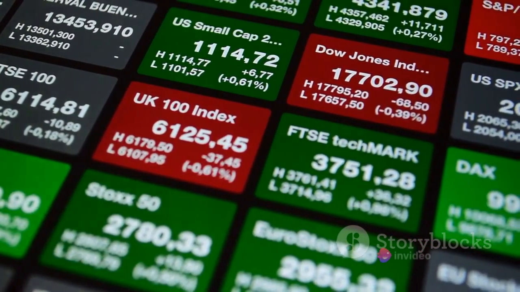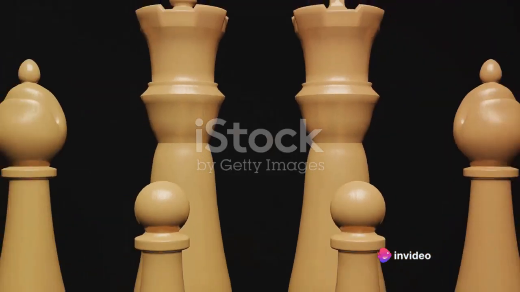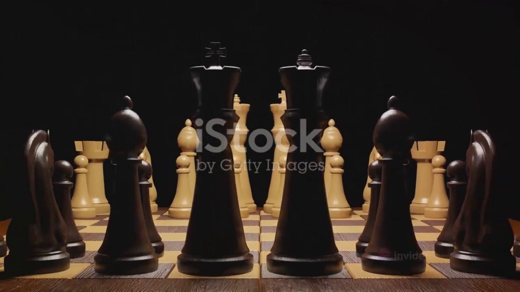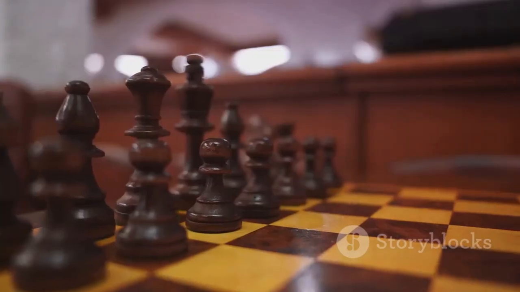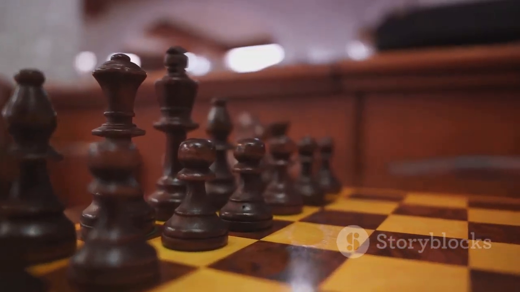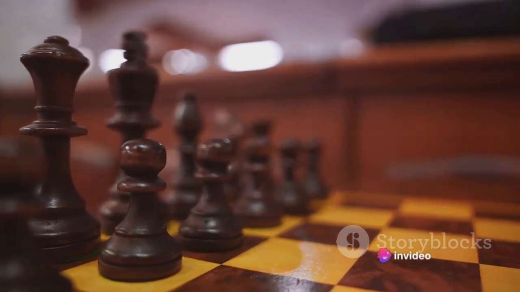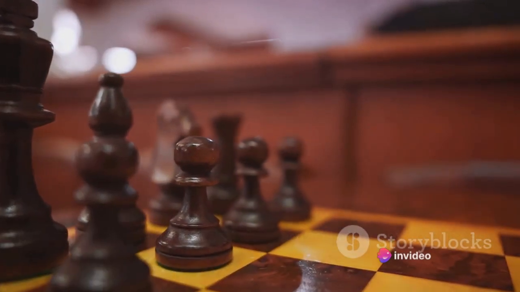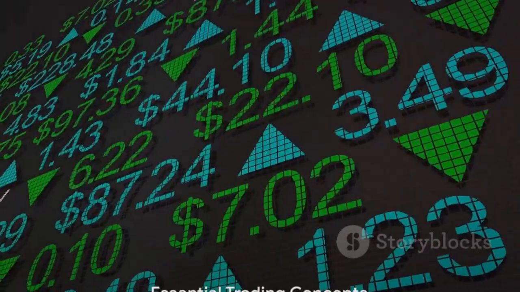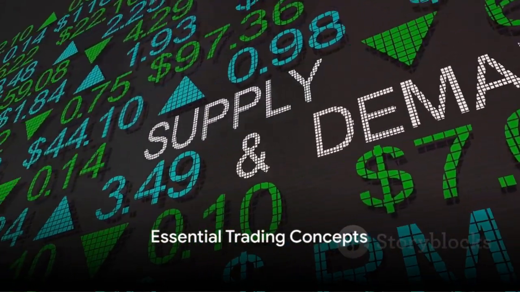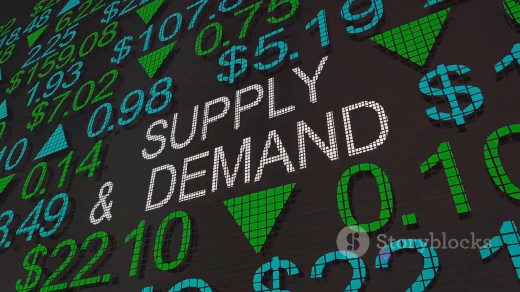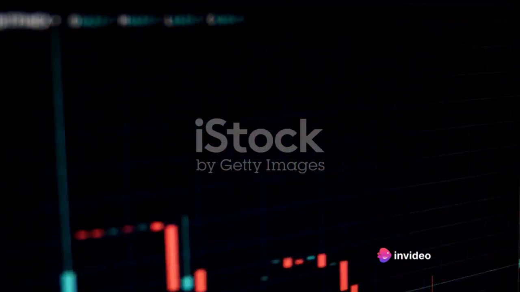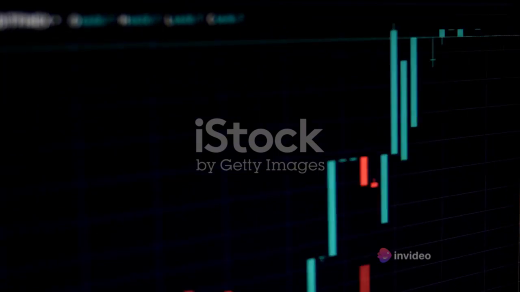Sounds simple, right? But there's more to it than meets the eye. Successful trading calls for strategy, research, and a keen understanding of market trends. It's a bit like chess, only with real money at stake. Each move you make can either bring you closer to your financial goals or take you further away. So, the question is not if you can make money in trading, but how well you can manage the risks and rewards. Did you know that successful trading involves more than just buying low and selling high? Indeed, it's a fascinating dance of various elements that, when understood, can unlock the potential for significant financial rewards.